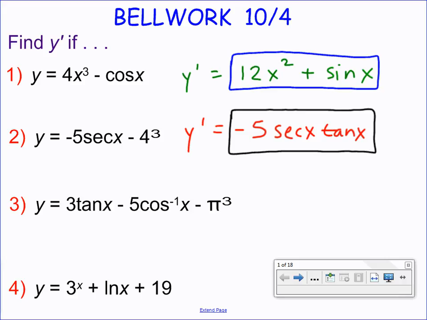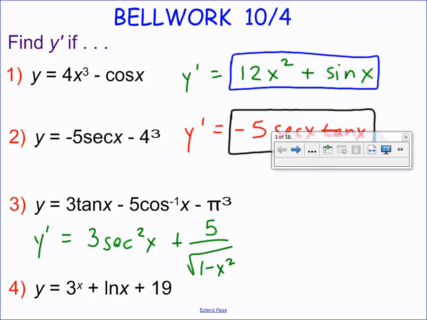Number 3 is 3 tangent x minus 5 inverse cosine of x minus pi cubed, so let's see. Y prime must be given by 3 secant squared x minus 5 times, and this is an exponent, that's my notation for inverse cosine. We know the derivative of inverse cosine is opposite of 1 over the square root of 1 minus the input squared times the derivative of the input. For us, that opposite is going to take negative times negative 5 is plus 5 over square root of 1 minus x squared. And then minus pi cubed, the derivative of any constant is 0.